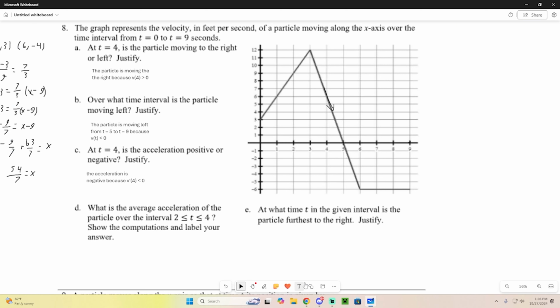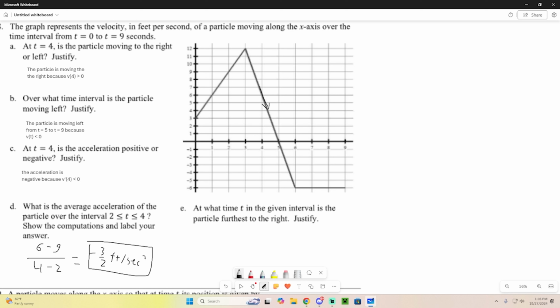And then what's the average velocity from 2 to 4? To find average velocity or average acceleration, we find the velocity when t is equal to 4, which is 7, and we subtract the velocity when t equals 2, which is 9. That is not 7, that's 6. 6 minus 9 over 4 minus 2. And that's negative 3 over 2 feet per second squared. And that's our answer.